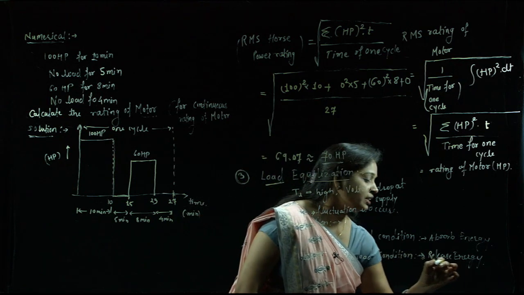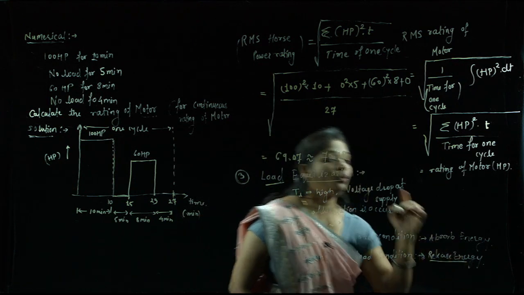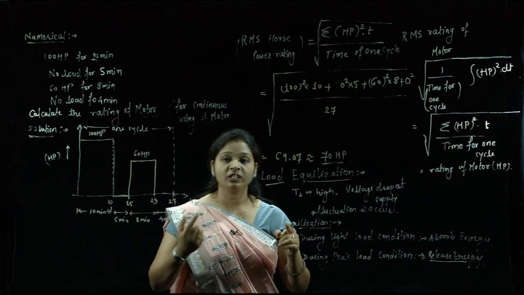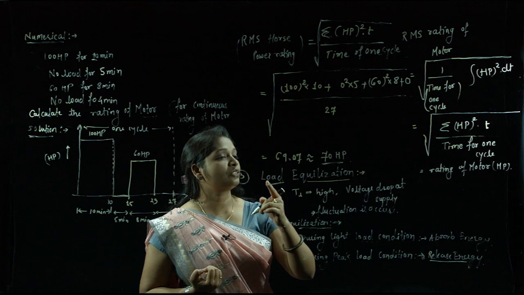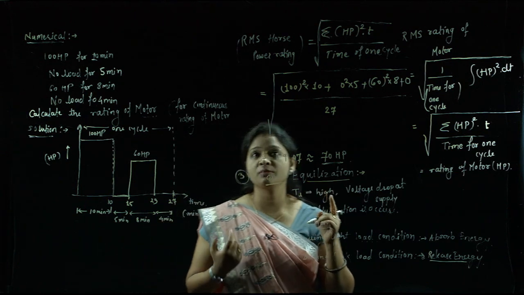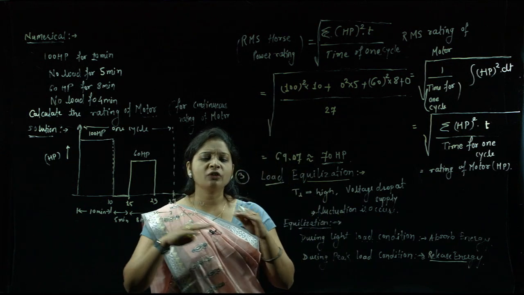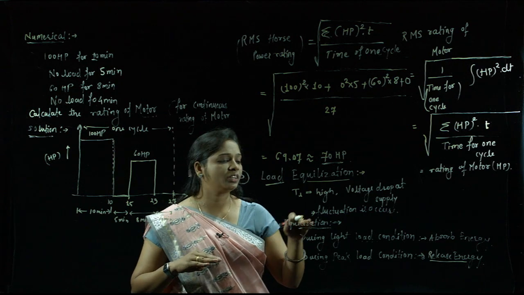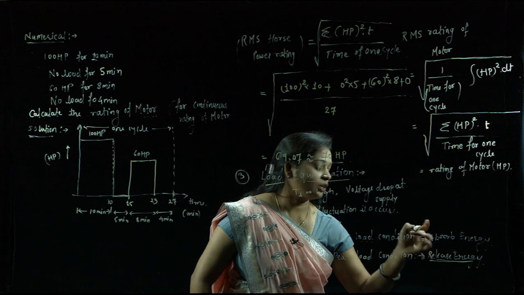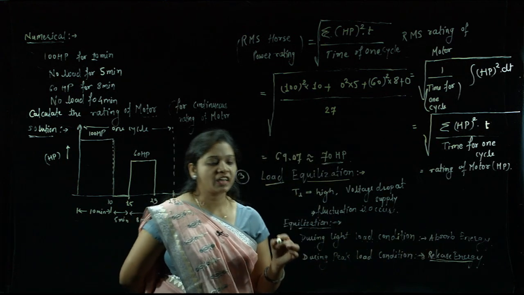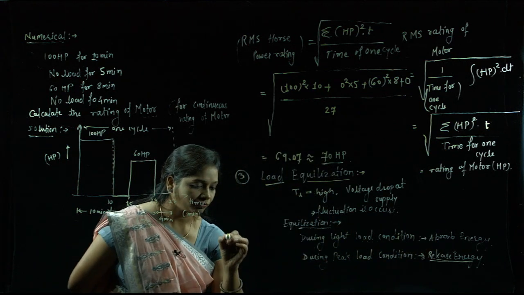So in this way, the load will not fluctuate. So we can reduce the fluctuation. That is your aim. That is load equalization. Because equalization means what? Smoothing the fluctuation, or smoothing your peak load condition. So that is your flywheel. I will also explain with some graphical representation.